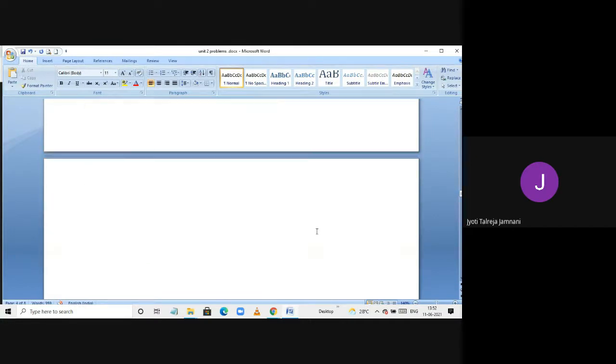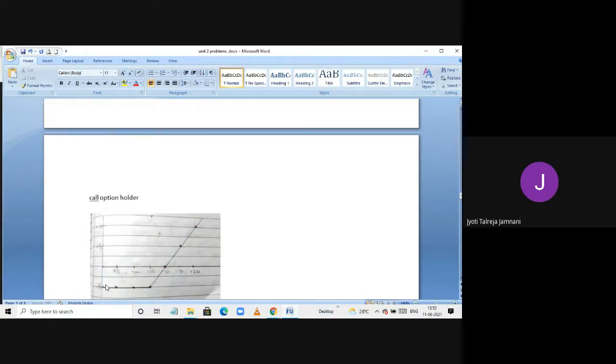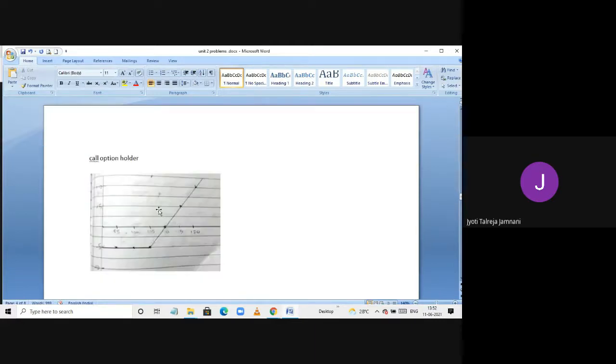Looking at this, we have to show the graph. So I've pasted the graph here. I tried yesterday doing it in Word, but it was not coming correctly. So from the book, I have taken a picture and pasted it here. You can draw it now. I'll explain how it has been drawn.